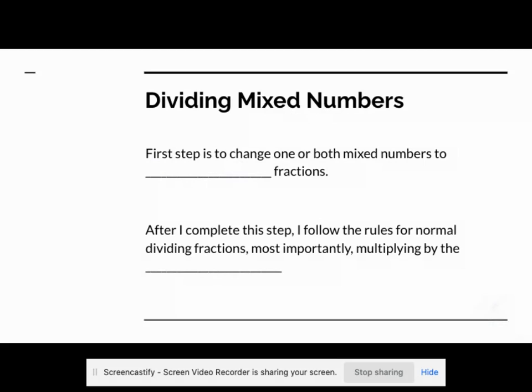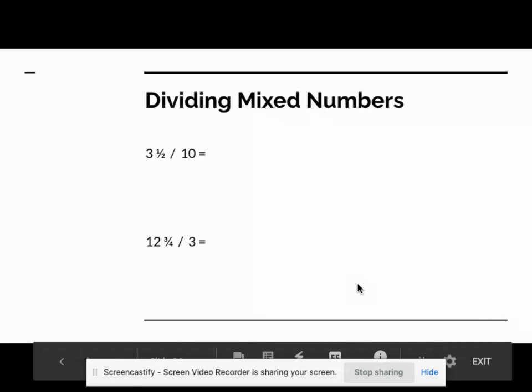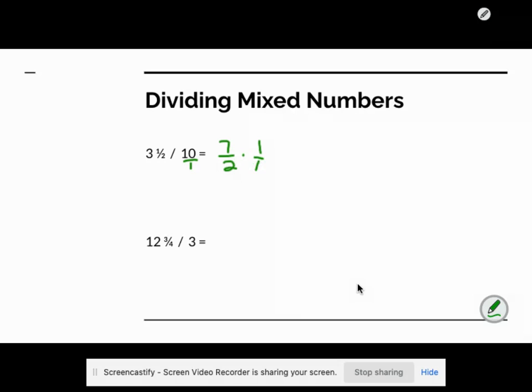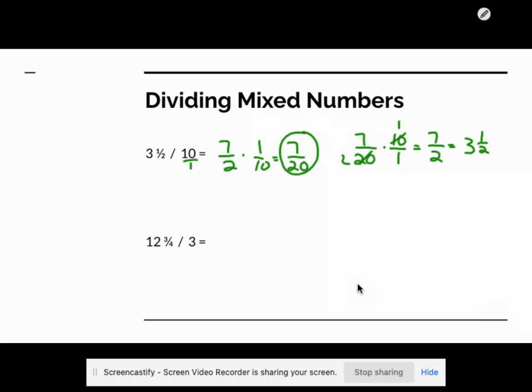So getting into a few examples here. I have 3 1/2 divided by 10. So 7 over 2, and I have to remember this 10 is over 1, times 1/10, which ends up equaling 7/20. Now, I can check this by multiplying. I could take my 7/20 times 10 over 1. Well, I notice here that I can cancel. I would get 7 over 2, which equals 3 1/2. And is that the same as what I started with? It is, so I would know that I have the correct answer.